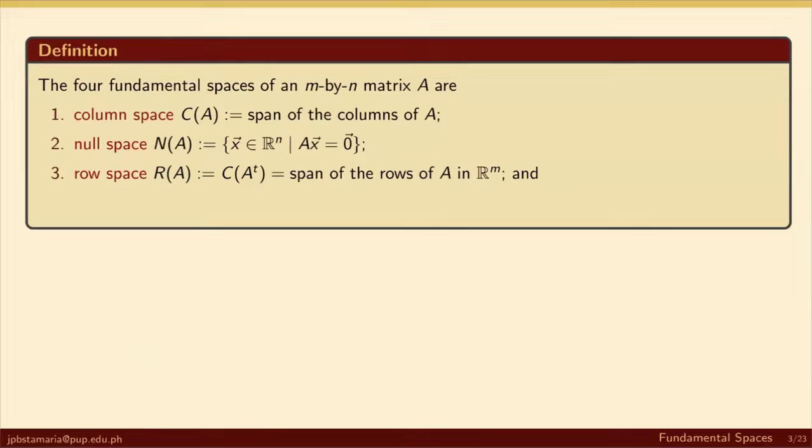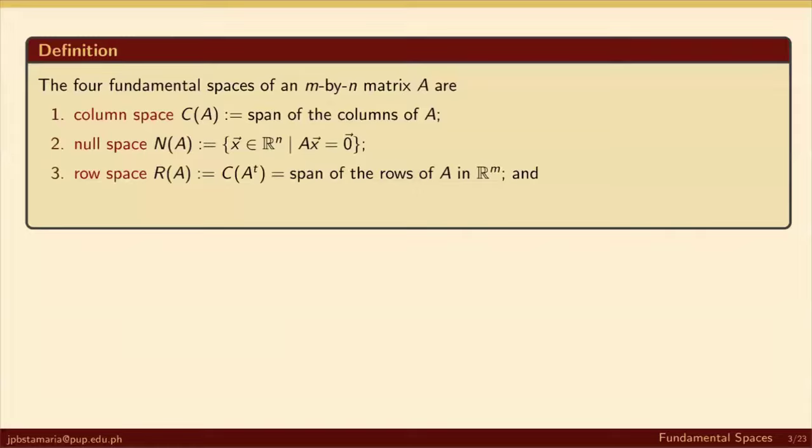So technically, the row space of A is just the span of the rows of A if we think about them as vectors in Rm. And because the rows of A are the columns of the transpose, it's equal to the column space of the transpose.